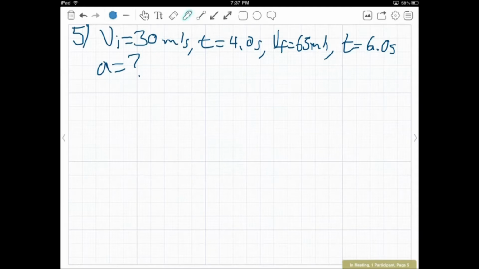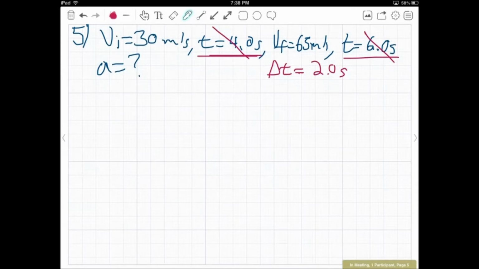Right. If you remember here, we have a problem with having two time values. We can't use two time values, so we have to find delta t, right, change in time, to use the equation we're going to use. So this would be 2.0 seconds, final minus initial. Now we're set up to solve.